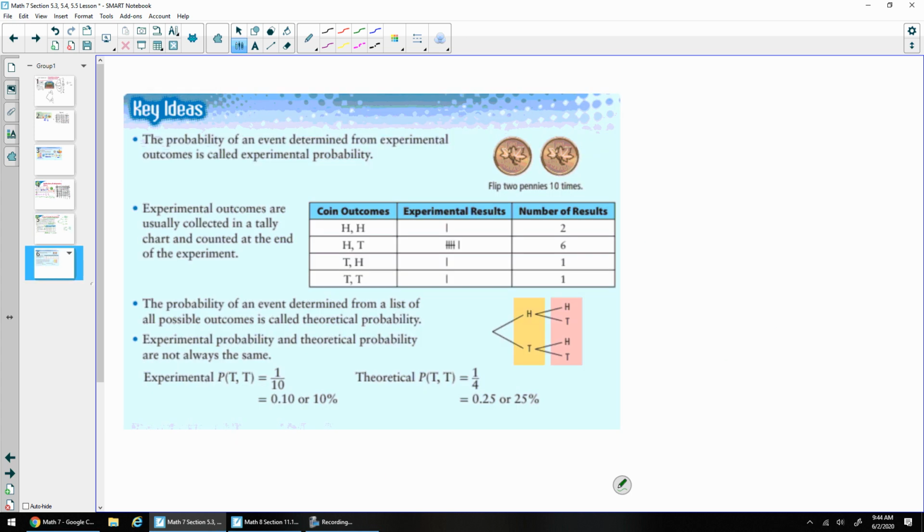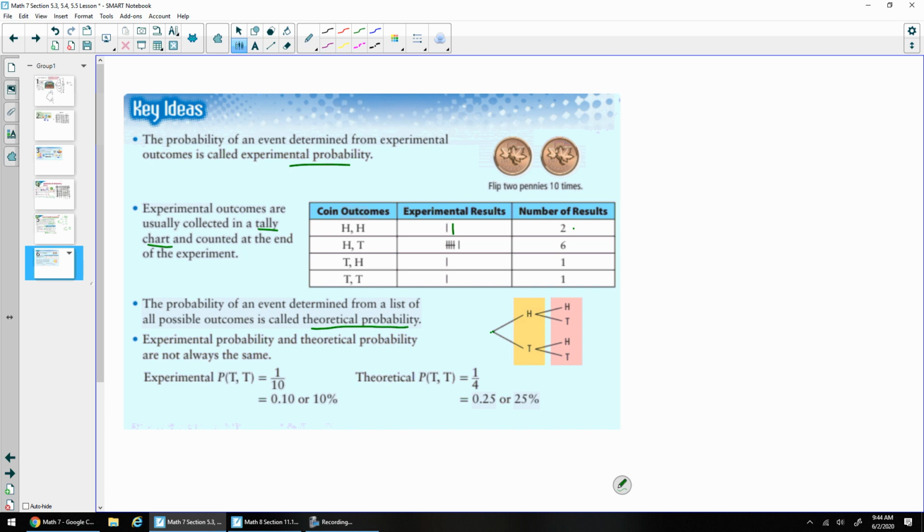The probability of an event determined from experimental outcomes is called experimental probability. So 2 different types of probability we're looking at here. Experimental outcomes are usually collected in a tally chart and counted at the end of the experiment. Like here, they have this tally chart of how many times they got each one. I don't know why this says 2 when there's only 1 tick here, but there's probably supposed to be another tick. The probability of an event determined from a list of all possible outcomes is called theoretical probability. So that's what we've mostly been doing, finding probability from our list or from our tree diagrams and such.